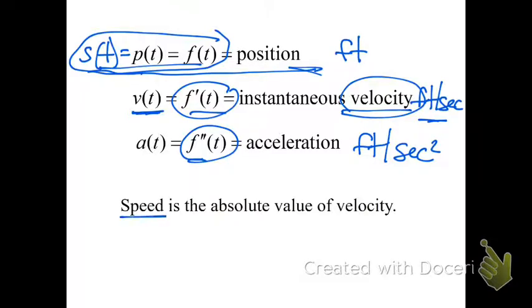Lastly, speed. Speed is the absolute value of velocity. So velocity, if I have a positive velocity, tells me how fast I'm going, and it tells me what direction I'm going. Positive would be to the right, negative to the left, unless it's an up-down situation. But speed is the absolute value. Speed is always positive. So whether I'm going backward or forward, speed is always positive. I think it'll be a little bit clearer once I give you an example.